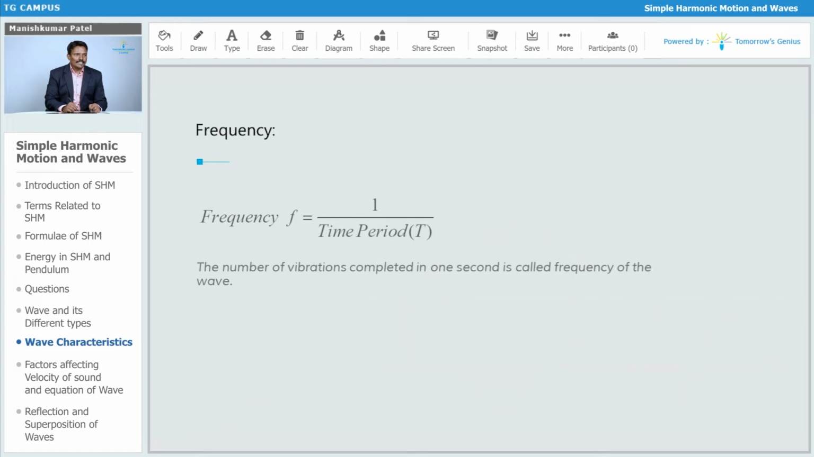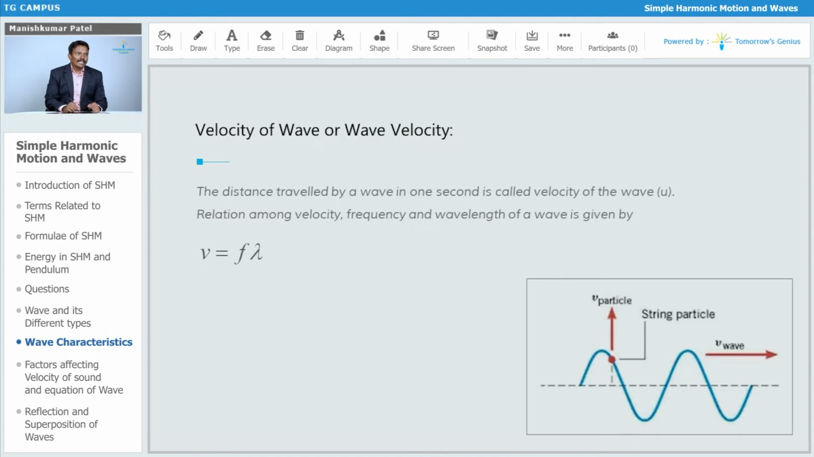Again, frequency is nothing but the number of vibrations completed in 1 second. It's called the frequency. Again, the velocity of wave: the distance traveled by wave in 1 second is called the velocity of wave. So obviously each particle is just going to transmit those vibrations towards the next particle. So this velocity you can write in terms of frequency and wavelength, that is V equals F into lambda. So this is how we can say over here.